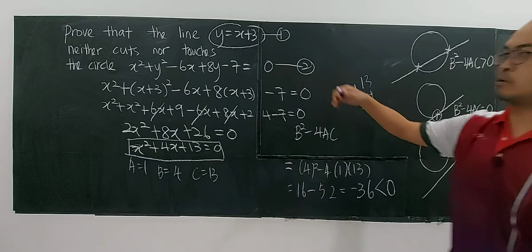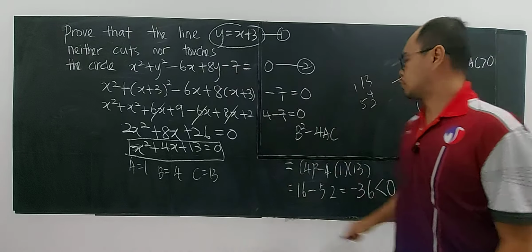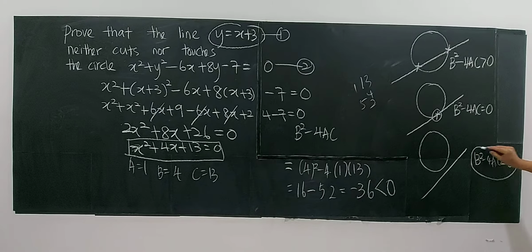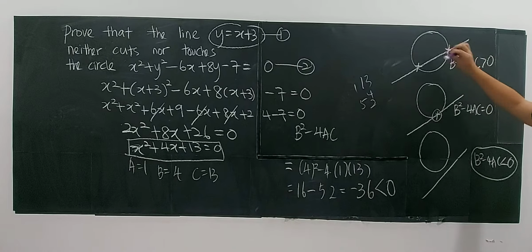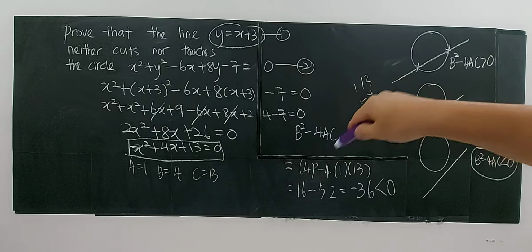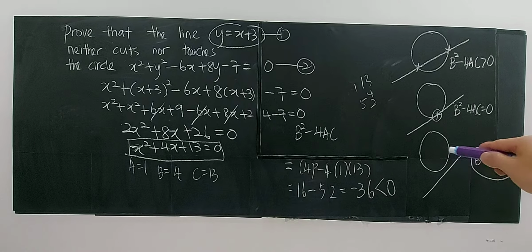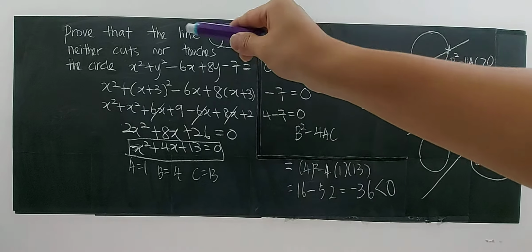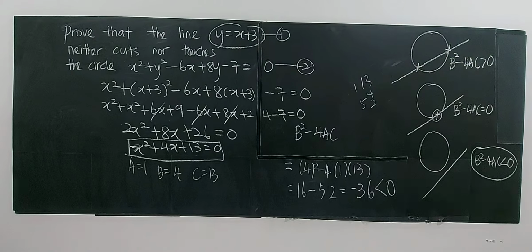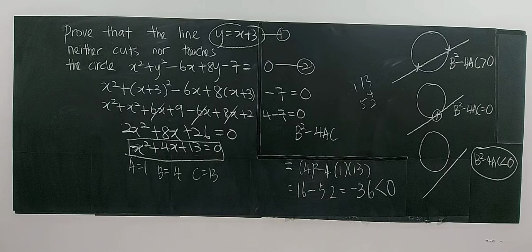This already shows that the simultaneous equation between this line and this circle gives this case here, right? We have verified that this line neither touches nor cuts the circle. It's already proven. You just write a statement: because b squared minus 4ac, the discriminant, is negative, you can tell that the line does not intersect the circle because the quadratic does not have real roots. Alright, that's all for this video.